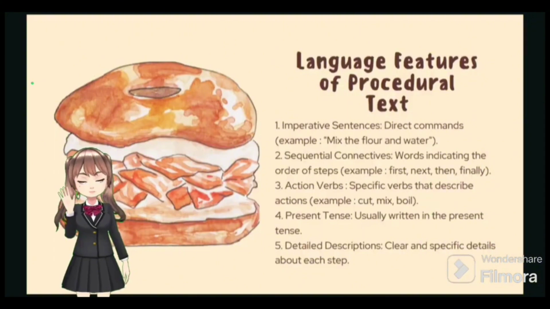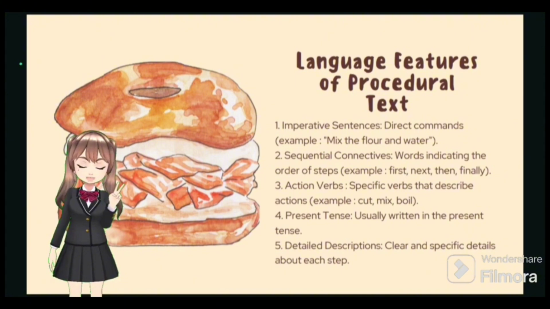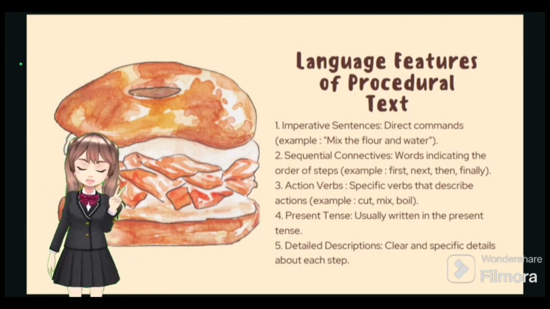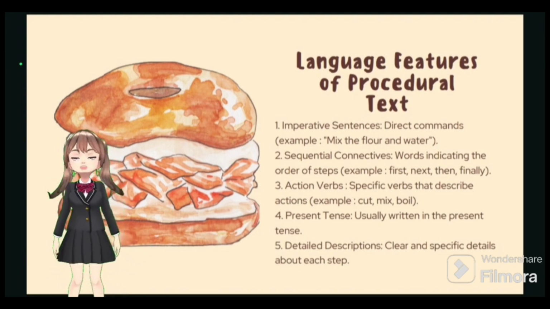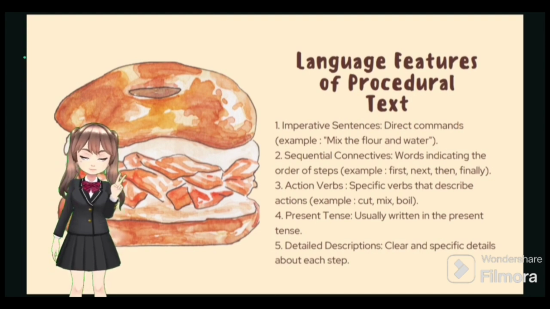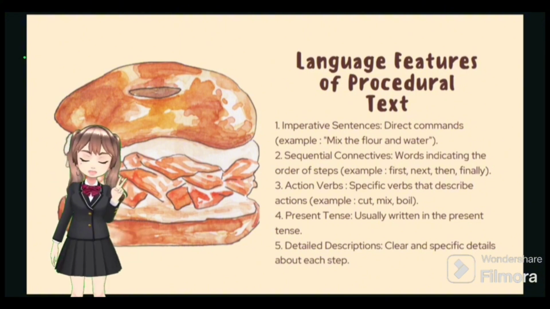Language features of procedural text. The first, imperative sentences, direct commands, for example, mix the flour and water. Secondly, sequential connectives, words indicating the order of steps, for example, first, next, then, finally. And then action verbs, specific verbs that describe action, for example, cut, mix, boil. After that, the present tense, usually written in the present tense. The last, detailed description, clear and specific details about each step.